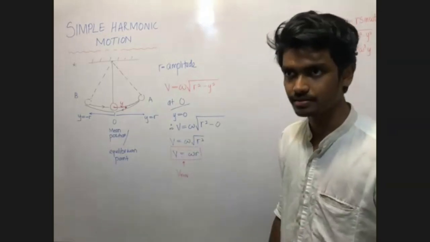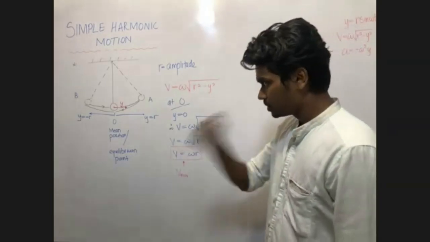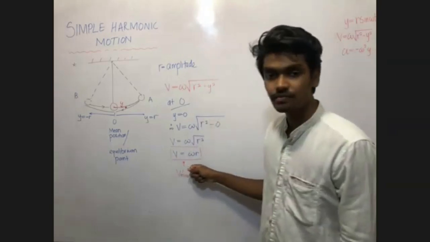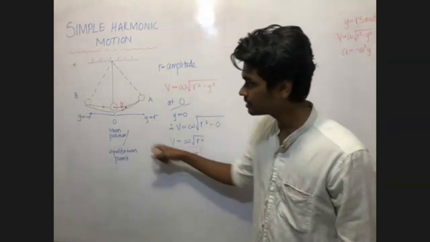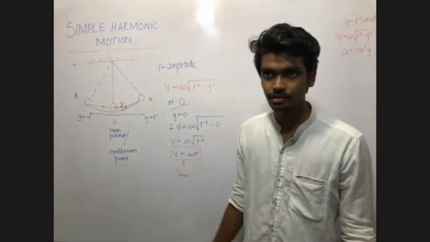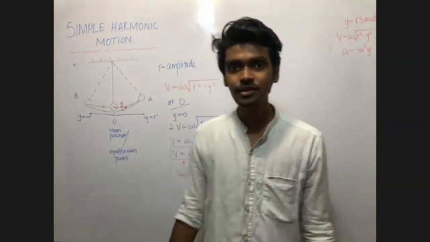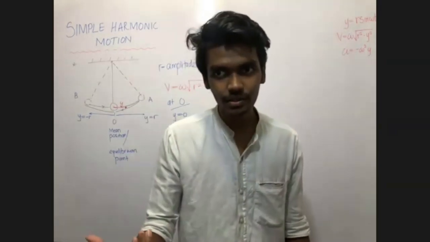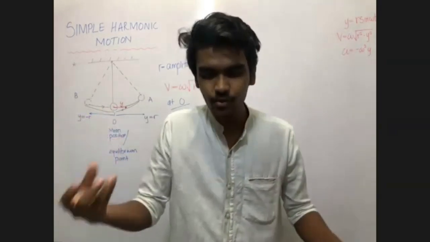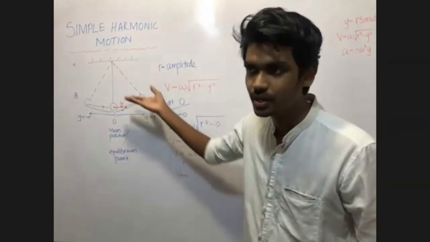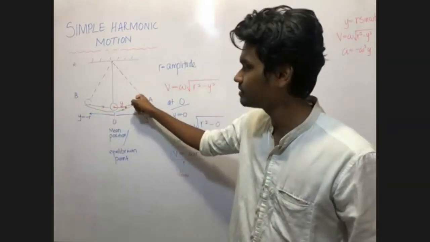V max. Right, so this is the maximum velocity. The maximum velocity is given at which point? At the center point. Which means at the amplitude, the velocity, without applying any equations, you can figure it out. What's the velocity at the maximum?